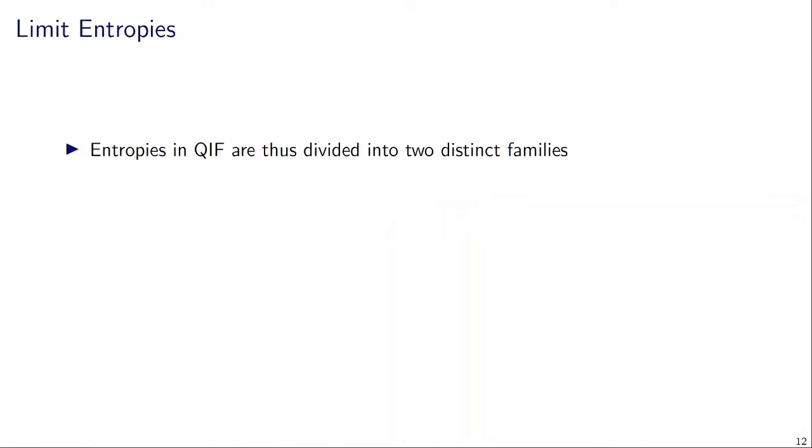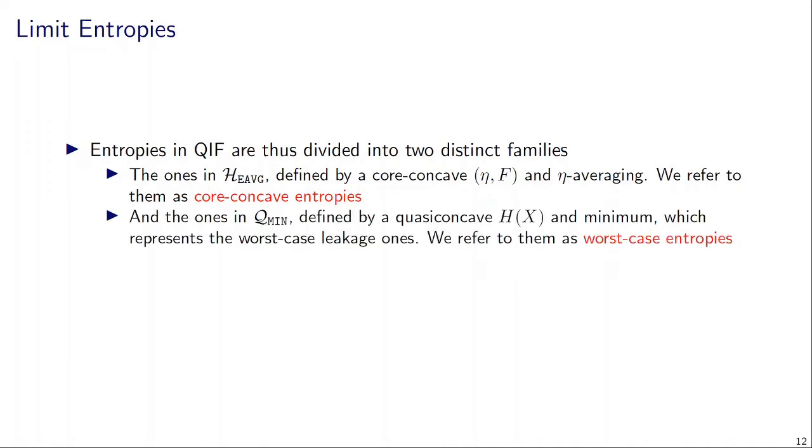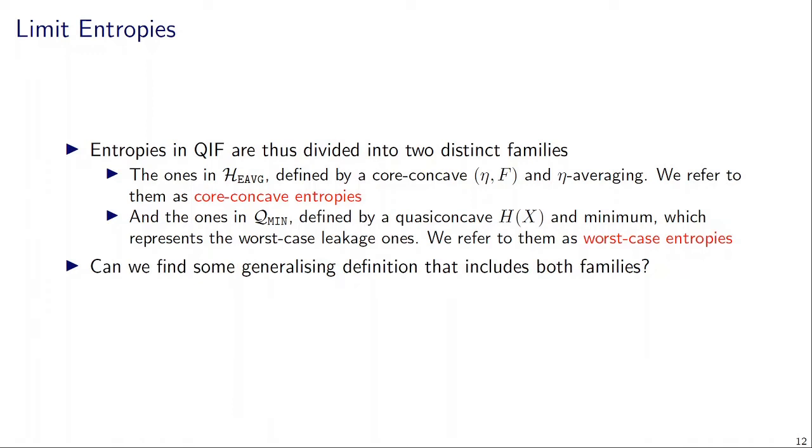We are now ready to move to the main subject of this work, that are limit entropies. So, as we said, entropies in QIF are now divided in two distinct families: the ones in HEAVG, that we call core-concave entropies as well, and the ones in QMIN, that we also call worst-case entropies. Could we find some generalizing definition that includes both families? Well, the answer is yes, indeed we can.